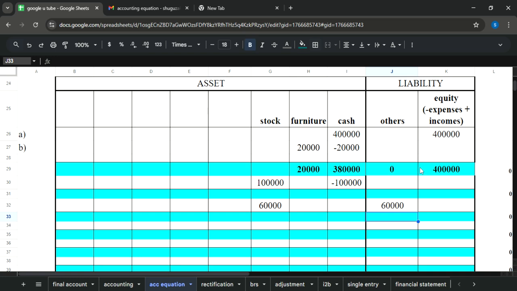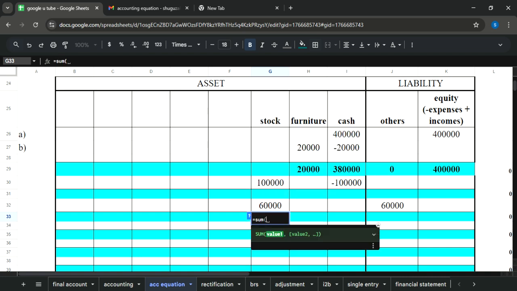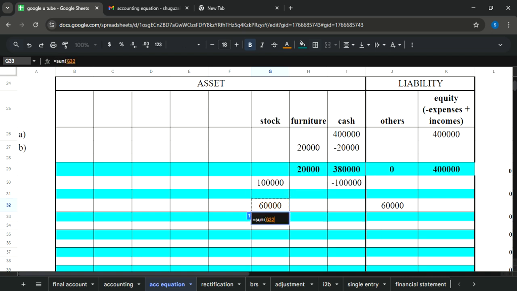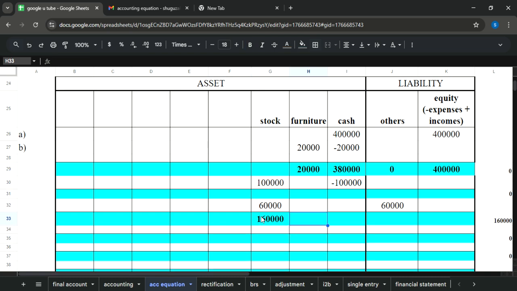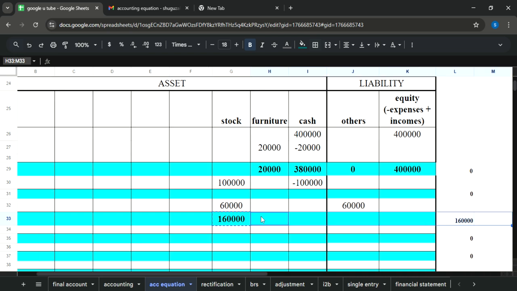Now please note it down. There were two entries and we have entered both entries according to their requirement, and we will take total over here. So let's take total from here to here. Total has been completed. Same total we will be doing for other columns as well.